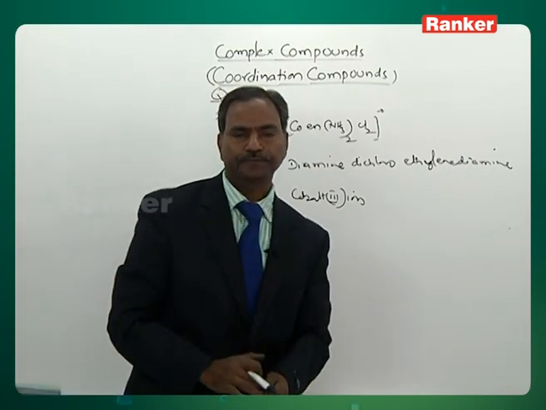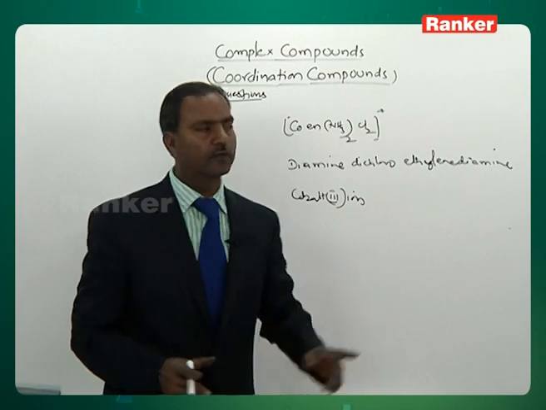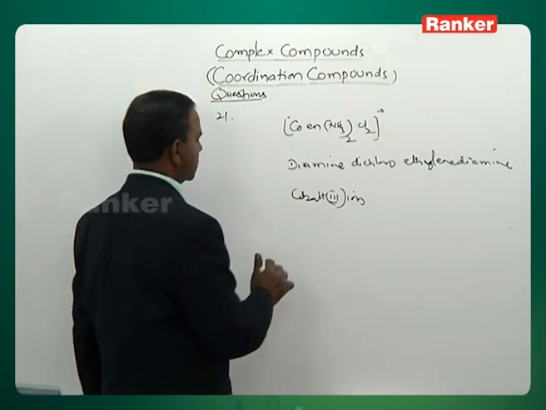Let us check the options now. Coming to the first one, dichlorodiammine is said. We have to follow the alphabetical order. First diammine has to come. Coming to B, dichlorodiammine, ethylene and cobalt(III). Here also, according to alphabetical order, ammine has to come first. Coming to option C, dichlorodiammine, ethylene cobalt(III) ion, and option D, diammine according to our naming, diammine, dichloro, ethylene cobalt(III) ion. Therefore, this is the correct naming of this particular complex. So, answer is D.